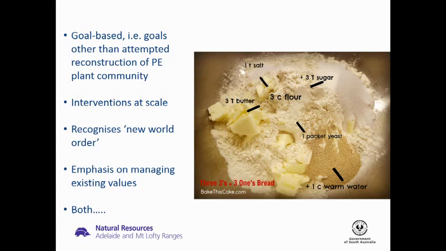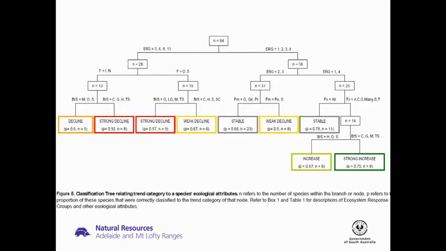It talks about interventions at scale. Obviously Andrew's touched on that a bit. It talks about a new world order in terms of changed soil, chemical and physical conditions, and weed seed loads. It talks about managing existing values. Obviously things aren't black and white. Some projects are doing both. Some projects are identifying goals and then doing pre-European vegetation, or some projects are managing existing values and doing the pre-European vegetation thing as well.